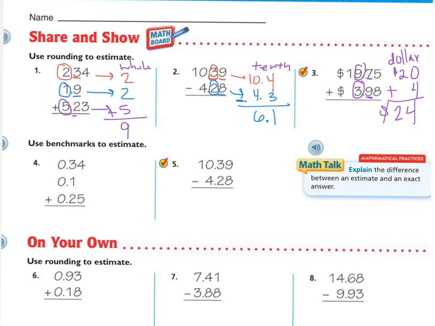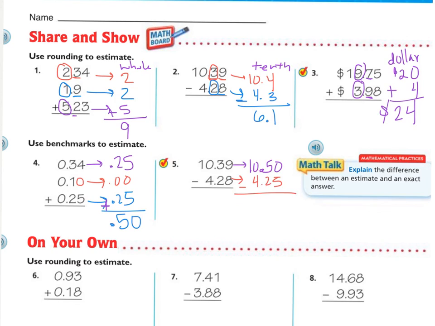Numbers 4 and 5, you were to use your benchmarks, so like your quarters. Number 4, it's okay if your benchmark is 0. So if you add those together, your estimate should end up being 50 hundredths. Number 5, I hope you paid attention and saw it was subtraction and that you kept your decimals in line. Bring your decimal down and do your subtraction. 6 and 25 hundredths. You now know how to use estimates to find sums and differences in decimals.